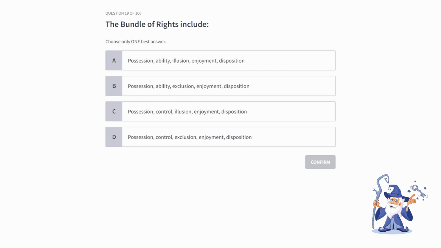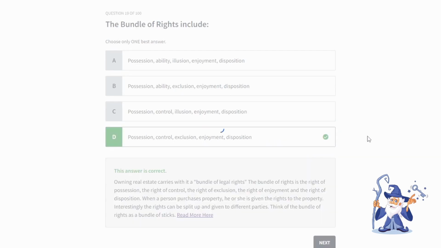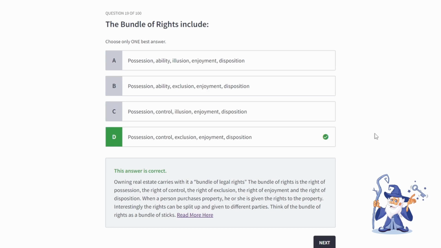Alrighty, so what is the correct answer for this one? Do you know your bundle of rights? Let's find out. The correct answer is D. Possession, control, exclusion, enjoyment, disposition. Owning real estate obviously comes with it a bundle of rights. The bundle of rights is, as we talked about, possession, control, exclusion, enjoyment, disposition.